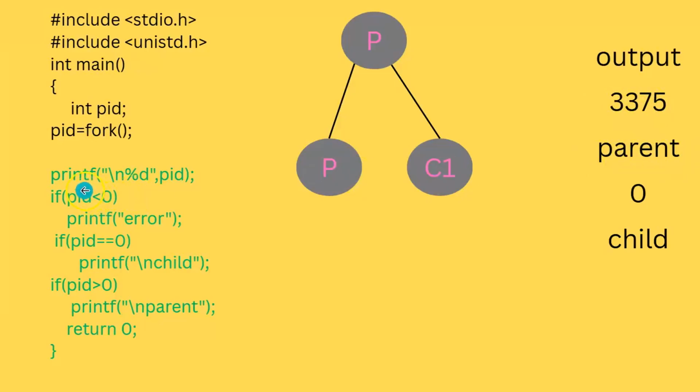In the child process also, these statements will be executed. So print the pid value. What is pid in the child process? As we already discussed, it is 0. So this statement will not be executed because this condition becomes false. But this will be executed in the child process because pid is equal to 0, so it will print child. But this statement will not be executed in the child process because here pid is 0. So this is the way the fork system call creates a child process.